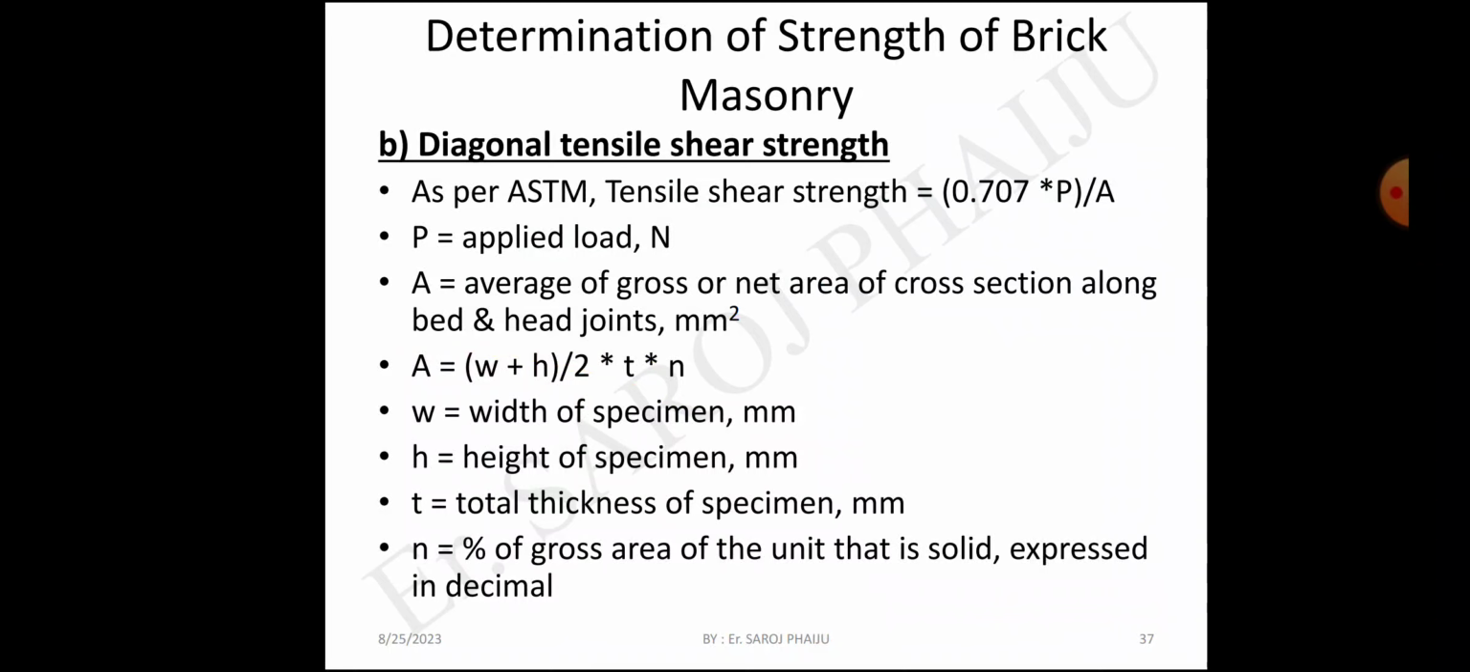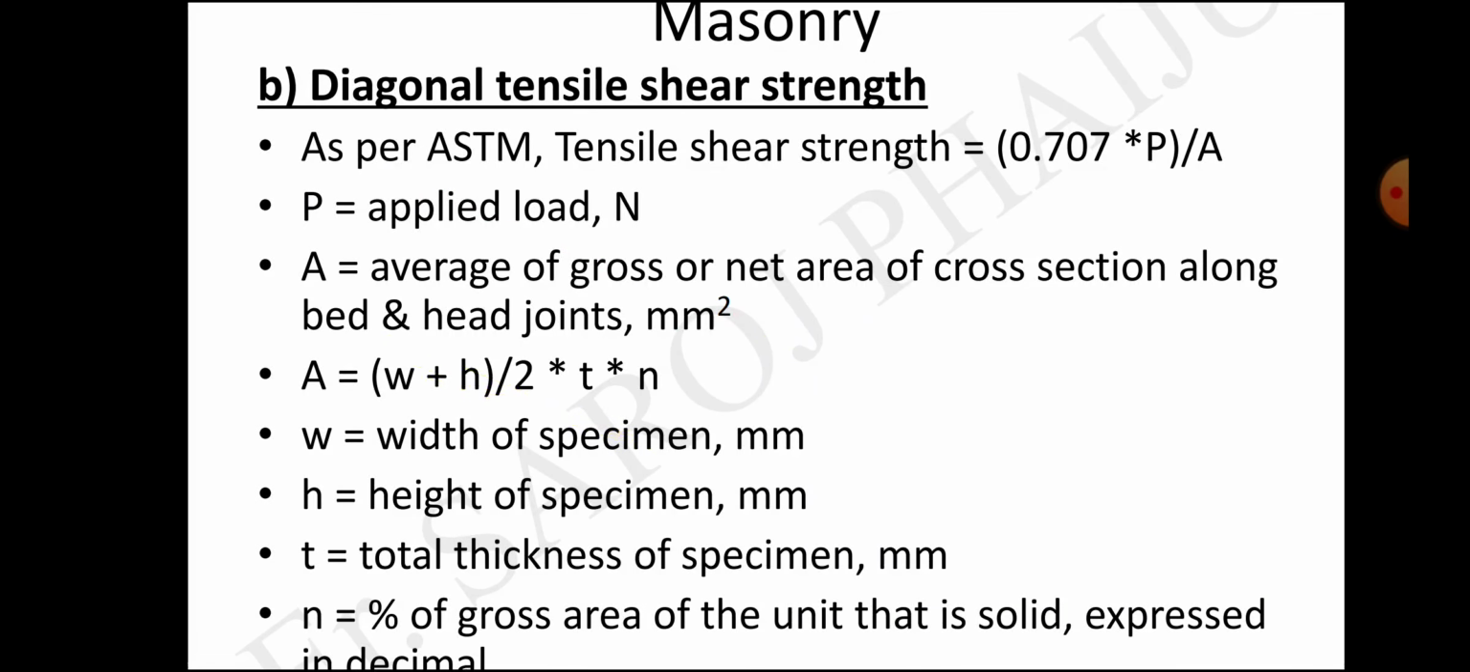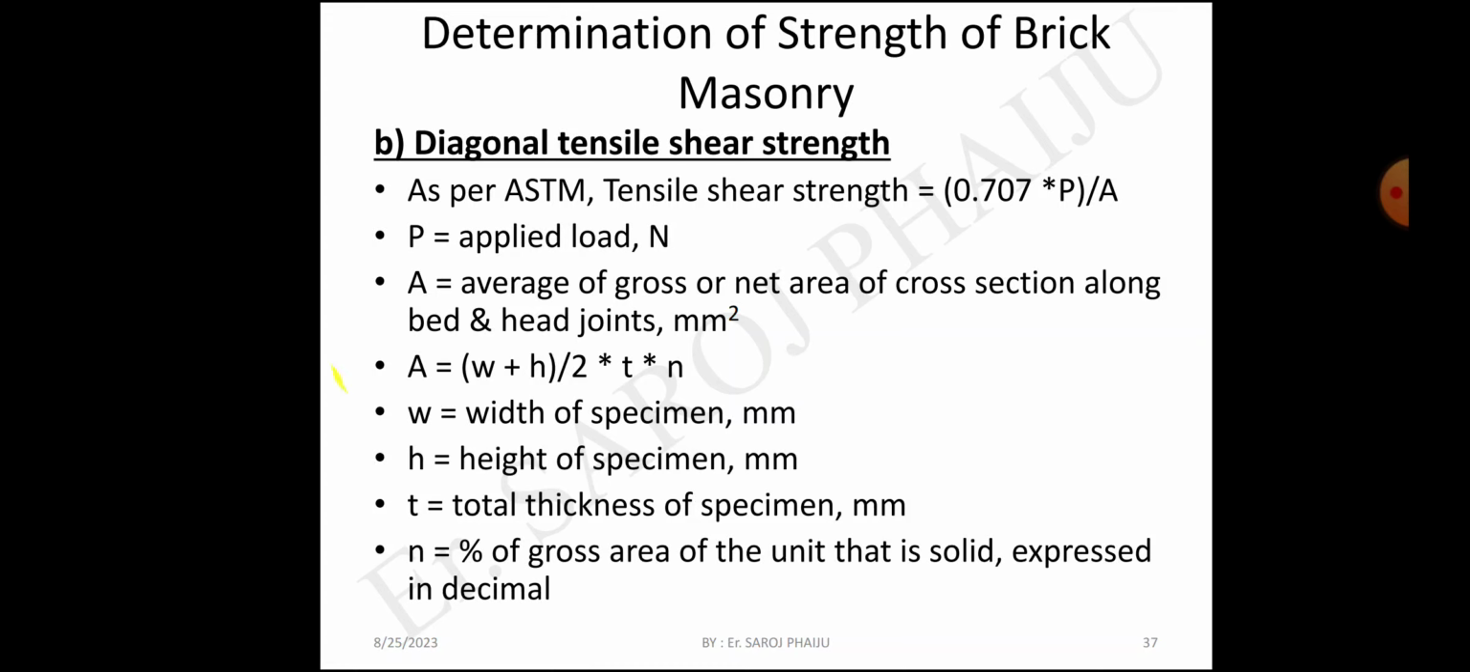Diagonal tensile shear strength. As per ASTM, tensile shear strength is 0.707 into P divided by A. P is the applied load in Newton. A is the average of the cross or net area of cross section along bed and head joints in mm square. A equals W plus H divided by 2 into T into N. W is the width of the specimen in mm. H is the height of the specimen in mm. T is the total thickness of the specimen in mm. N is the percentage of gross area of the unit that is solid, expressed in decimal.